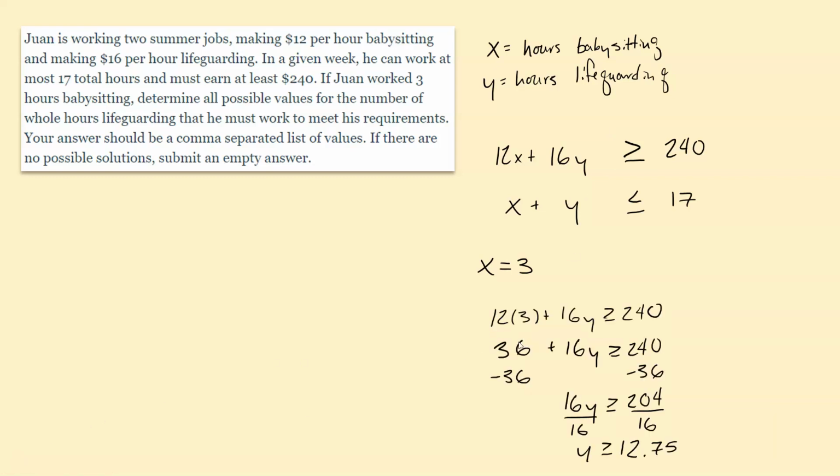So plugging 3 in for x into this first inequality, we have 12 times 3 is 36, plus 16y is greater than or equal to 240. Subtract 36 on both sides, and you get 16y is greater than or equal to 204. Divide by 16 on both sides, you get y is greater than or equal to 12.75. So y needs to be greater than or equal to 12.75 in order to make $240.